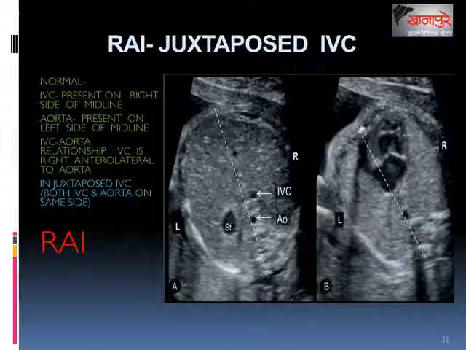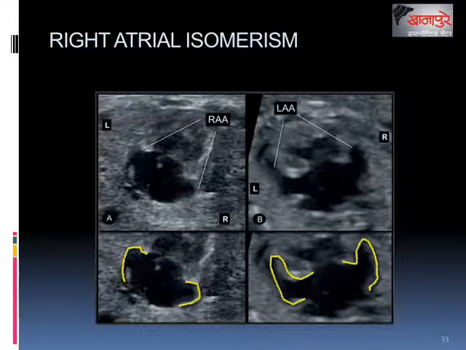Normally, the inferior vena cava is present on the right side of midline, while the aorta is present on the left side of midline. Inferior vena cava is always on the right side, right and anterolateral to the aorta. In juxtaposed IVC, both IVC and aorta are on the same side. In right atrial isomerism, both atria are pyramid shaped, while in left atrial isomerism, both atria are finger-like.